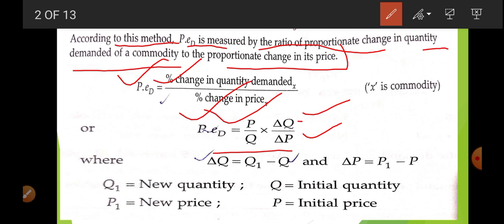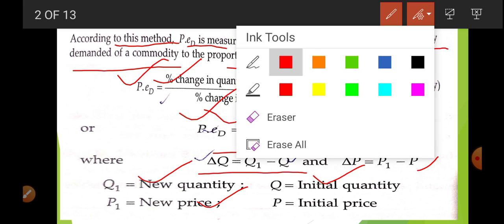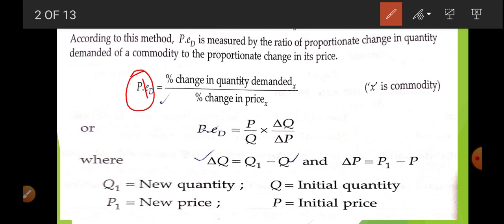Now, how are we going to find del Q? This is the equation: del Q is equal to Q1 minus Q, where Q1 is the new quantity and Q is the initial or starting quantity. Similarly, del P is P1 minus P, where P1 is the new price and P is the old or initial price. So whenever you attempt a question, keep this in mind: when the data is given in percentage, use the percentage equation. If absolute values are given, like the price is this, the quantity is this, now the price falls and the quantity becomes this, then we use this equation. For del Q we use this equation, and for del P we use this equation.